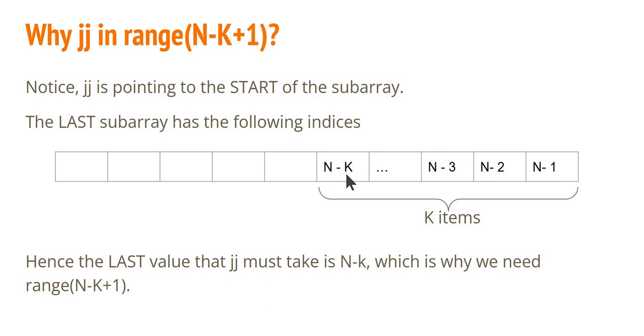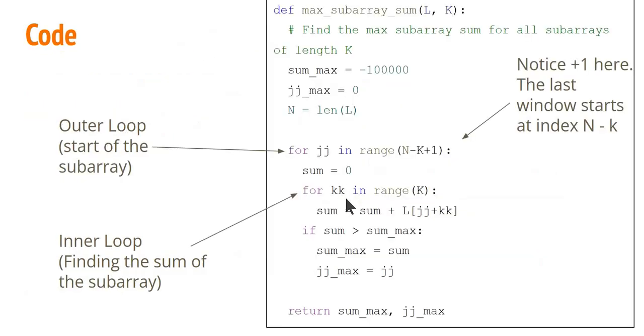Again, take some numbers which makes it easier. For example, if k is 3, we are looking at n minus 3, n minus 2, n minus 1. So that's the 3 items. The last value has to be n minus k, which is why jj must be in range n minus k plus 1. Now, having established jj, kk of course will be in range k, because we are looking at a window of a subarray of, let's say, size 3.